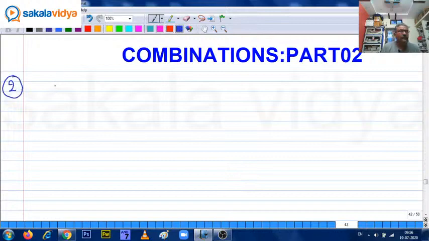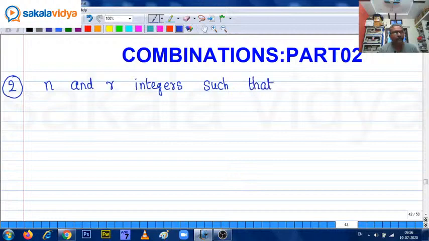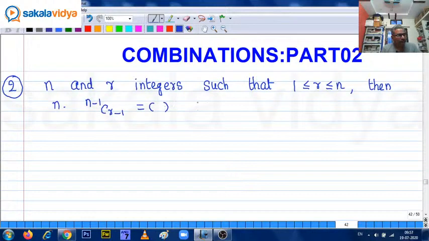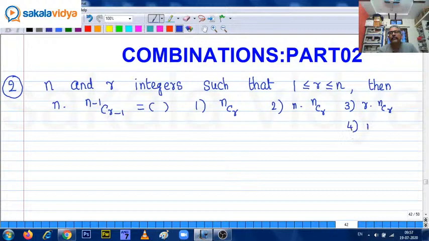Second question. N and R integers such that 1 less than or equal to r less than or equal to n, then n times (n minus 1) C (r minus 1) equals to: first option nCr, second option n times nCr, third option r times nCr, fourth option is (n minus 1) times nCr.